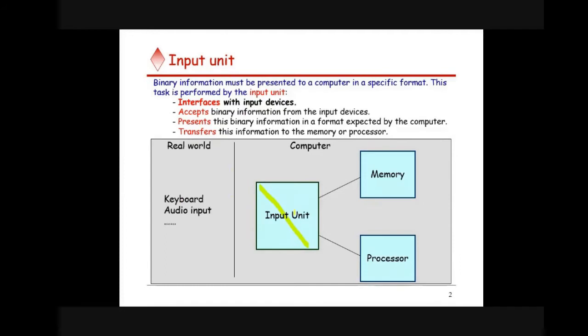So what this interface is doing is, see, your keyboard or audio input, whatever input you are giving from the input devices, will be formatted in a specific data format. But the way the data is stored inside the memory, it will be in the form of bits. So you should convert the data format of the keyboard to the format the system knows, that is the binary format. That process will be done by the input unit.